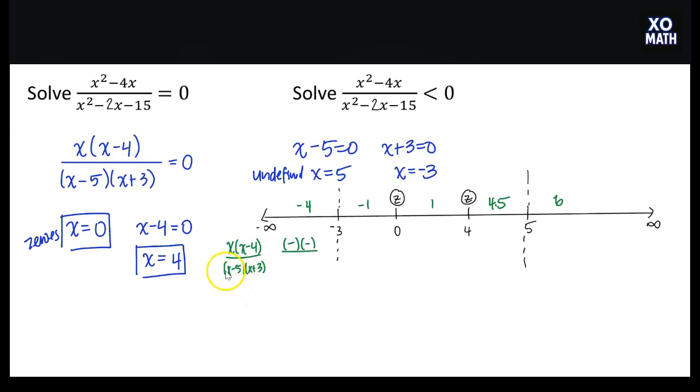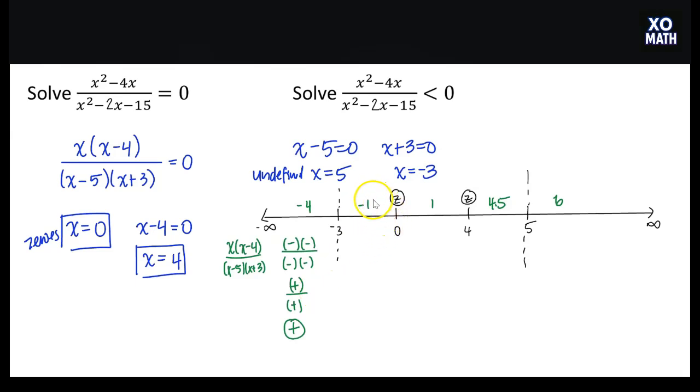All over in the denominator, negative 4 minus 5 is negative. And negative 4 plus 3 is negative. So in the numerator, a negative times a negative is a positive. In the denominator, I get another positive. Overall, this interval is positive, and so I don't want this interval.